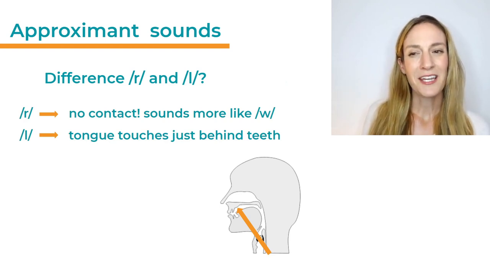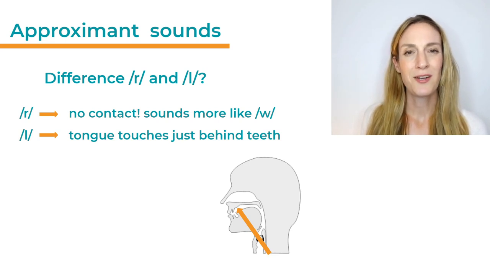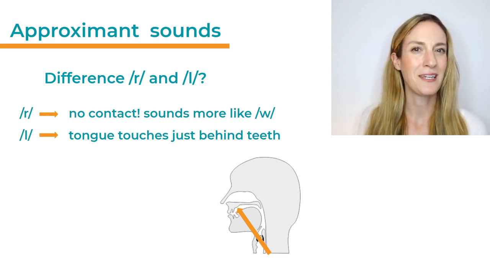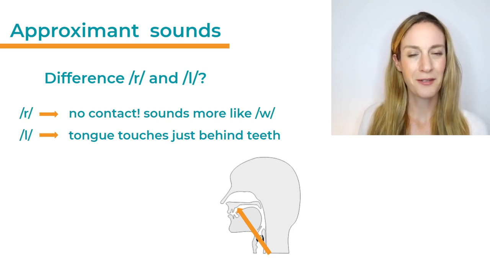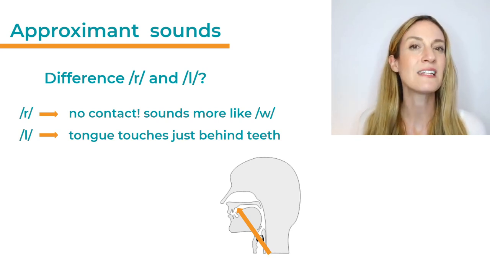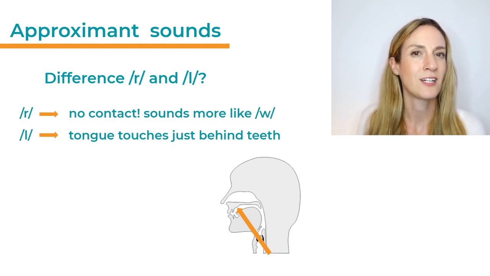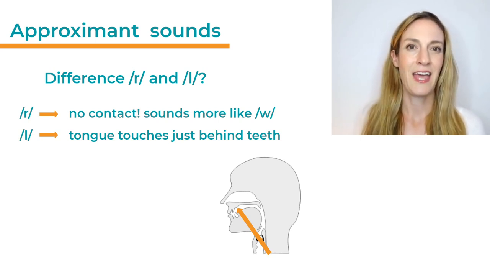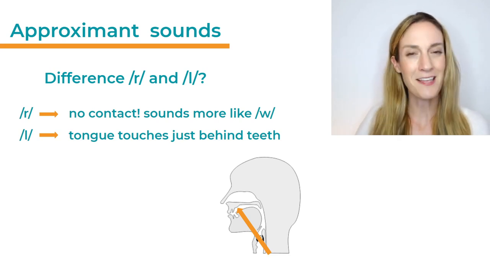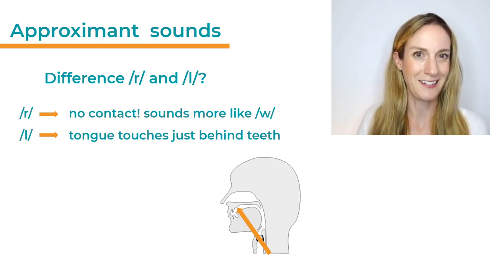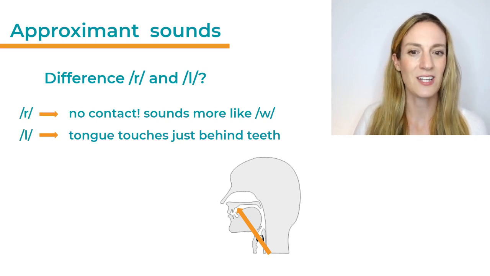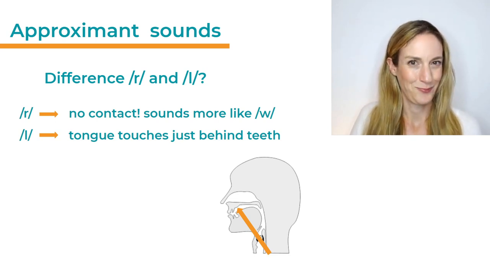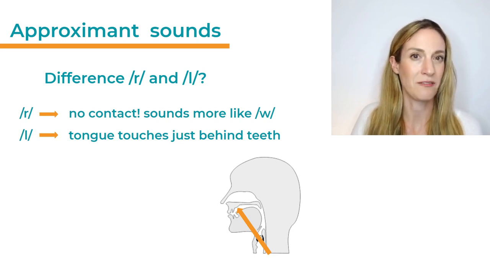So let's have a look again at the difference between R and L, because I know this is quite difficult for some English learners. So remember, R, no contact. It sounds a little bit more like W. R, W. They're not the same. For me, they sound very different, but they are more similar than R and L. These are very distinct and different sounds in English. So L, the tongue touches just behind your teeth and there is clear contact. Now, let's have a look at some words where R and L makes all the difference.